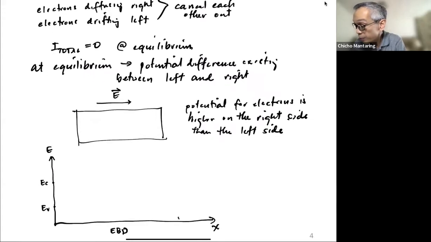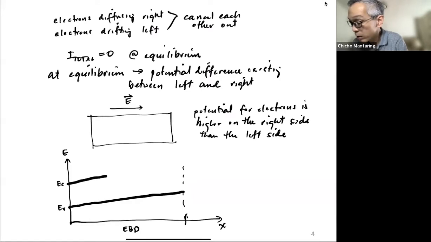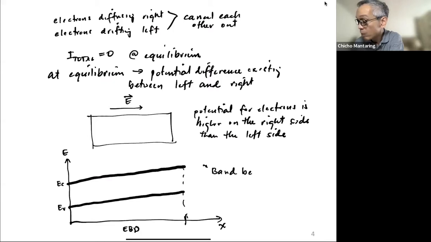let's say at this point this is the end of my solid, this would have risen this way. You call this band bending. As you go to the right, the potential energy of your electron is increasing.